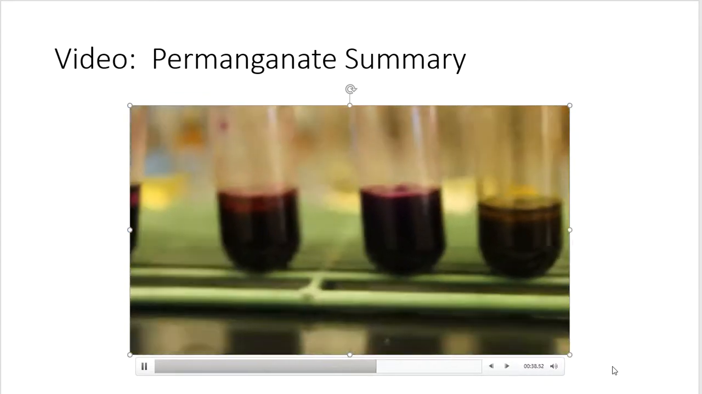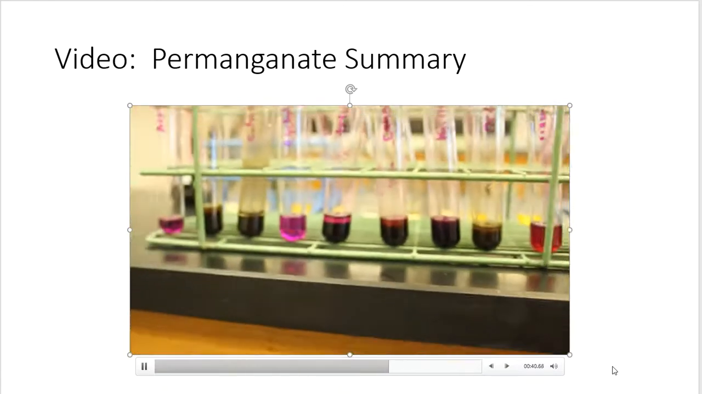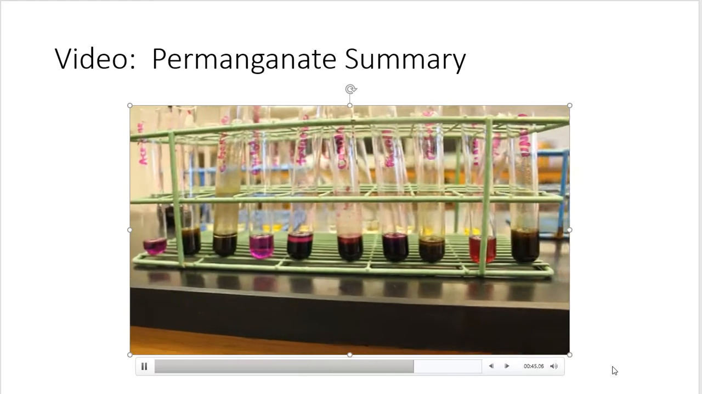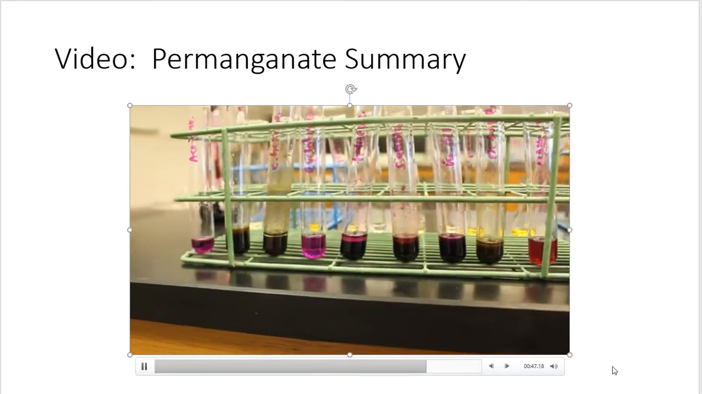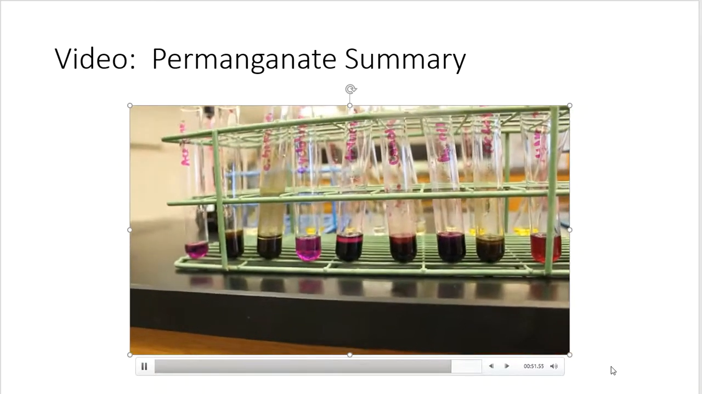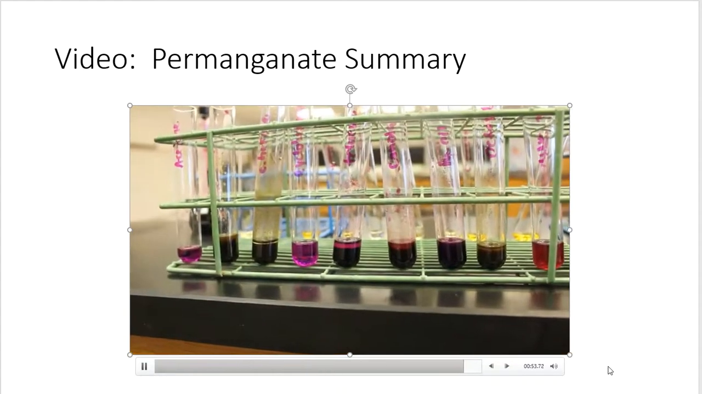All right, so that color of purple is really what we were focused on. And folks, there's a wide view of all of the ones that we've done so far. So which one of these are double bonds, and which one of these do not have any double bonds? That's the question.